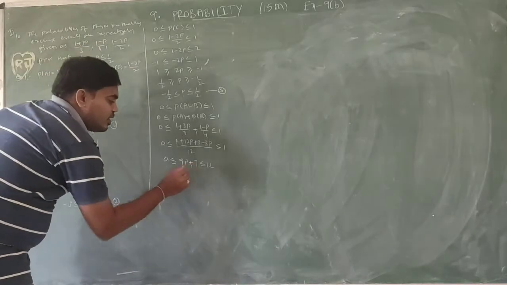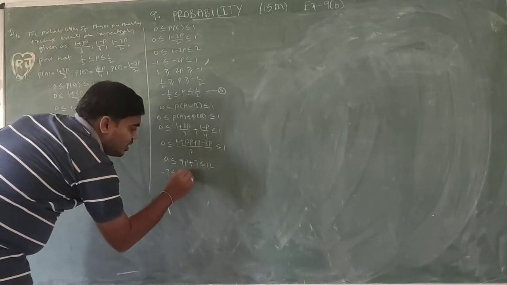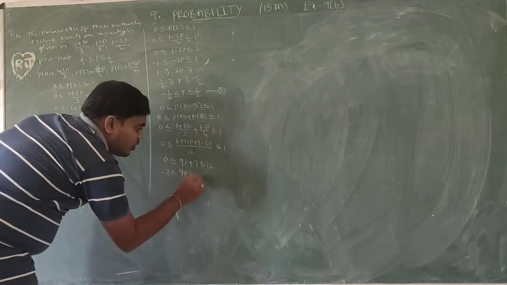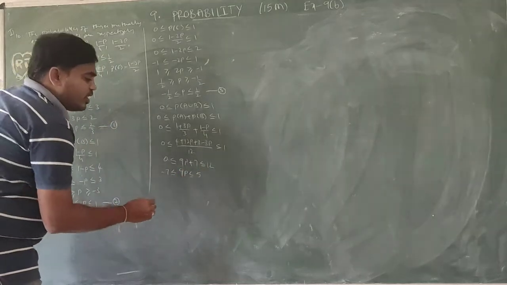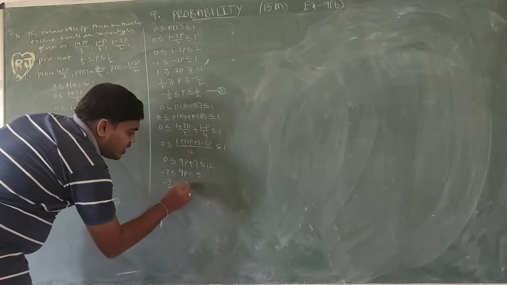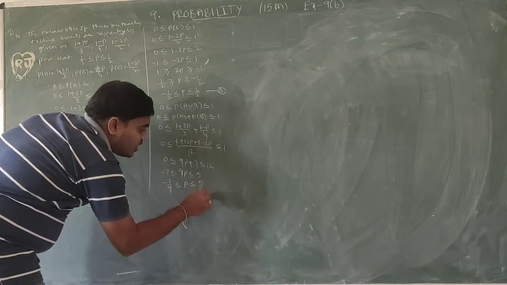Subtracting: −7 ≤ 9p ≤ 12 − 7 = 5. Divide with 9: −7/9 ≤ p ≤ 5/9.